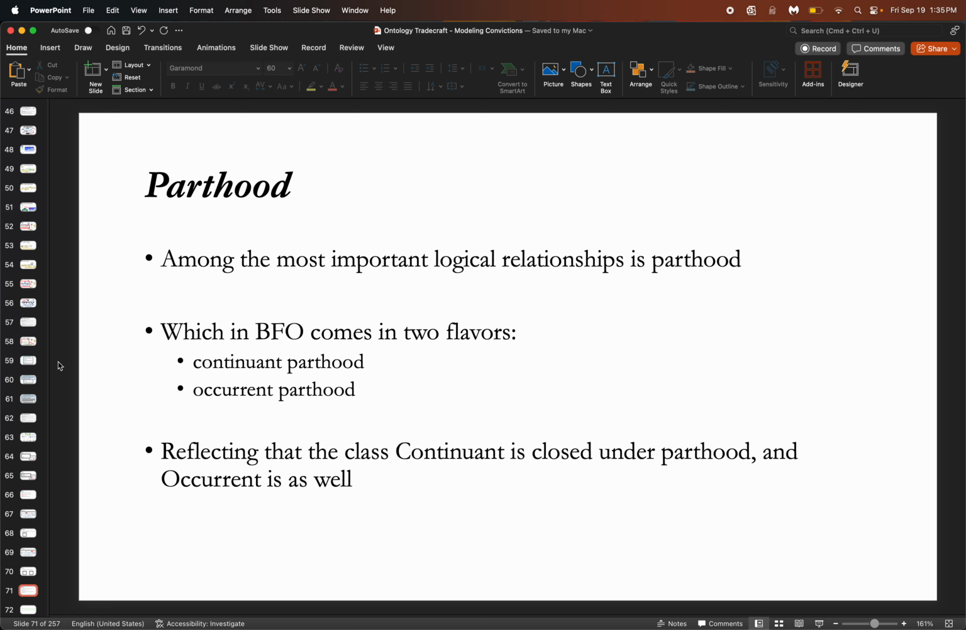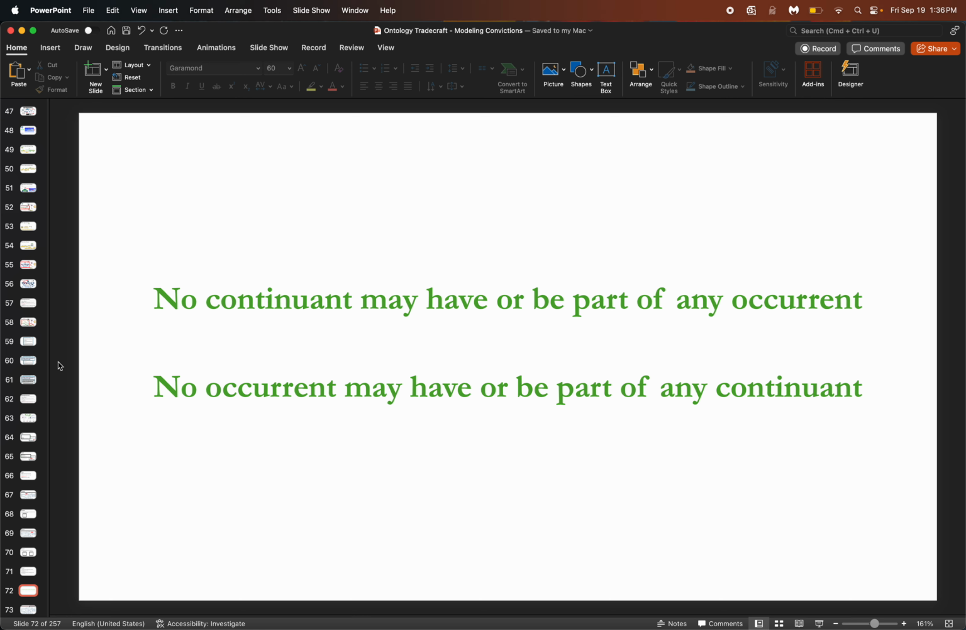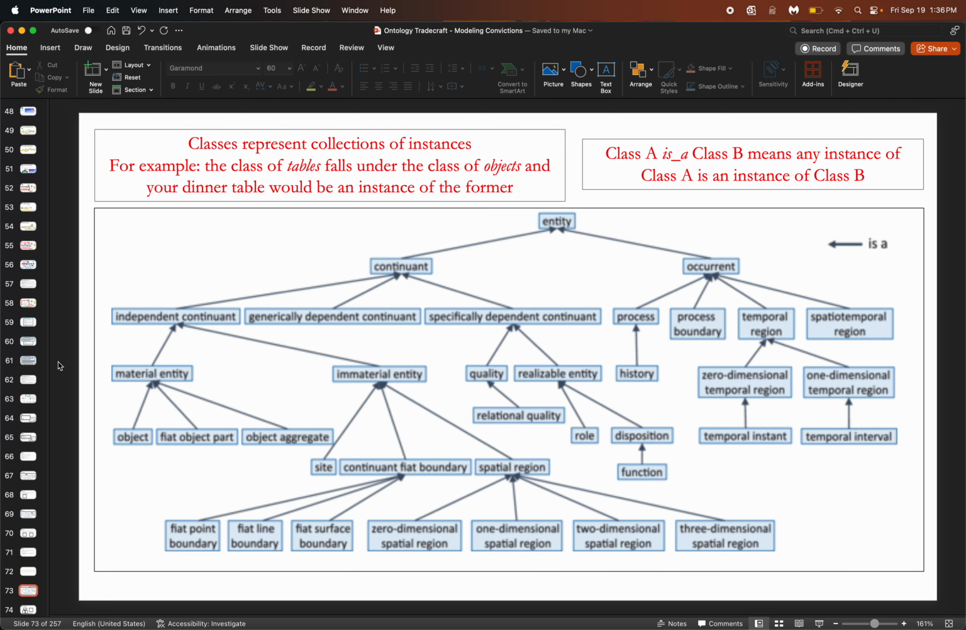So in BFO, we have continuant parthood, and we have occurrent parthood, and this reflects the fact that the class continuant is closed under continuant parthood, and so is occurrent. That is to say, no continuant may have or be part of any occurrent, and no occurrent may have or be part of a continuant. If something has a continuant part, it's a continuant.